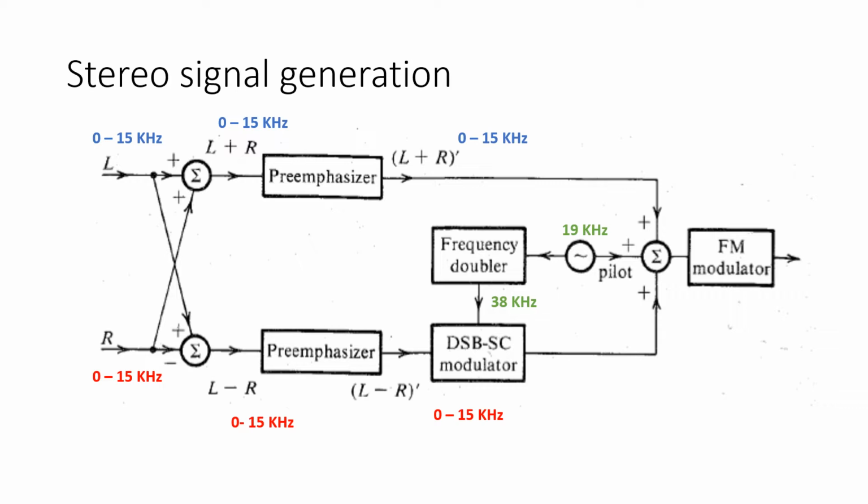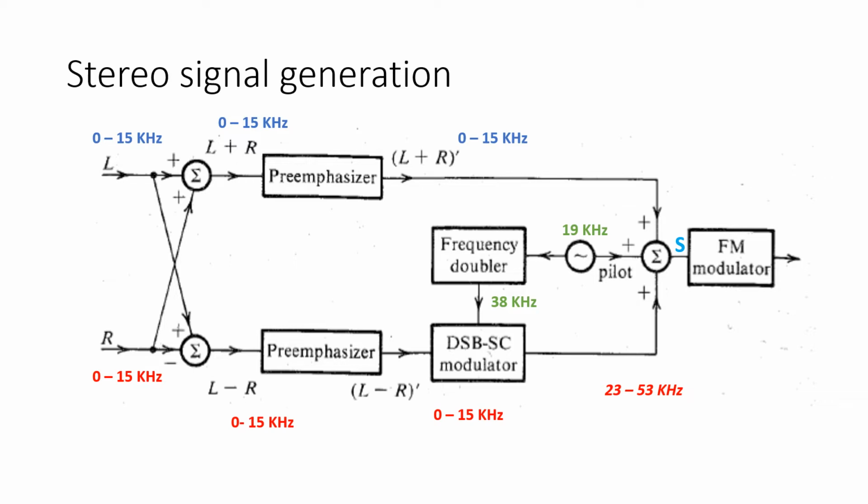L minus R dash modulates the carrier of 38 kHz to generate DSB signal. This DSB signal is centered at 38 kHz with maximum frequency of 53 kHz and minimum frequency of 23 kHz. These DSB signals have range from 23 kHz to 53 kHz. Finally, we generate stereo signal S by adding L plus R dash, pilot carrier of 19 kHz and DSB signal.